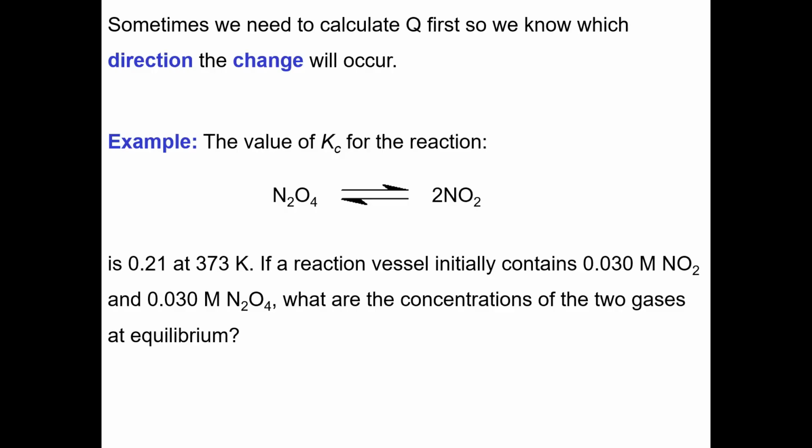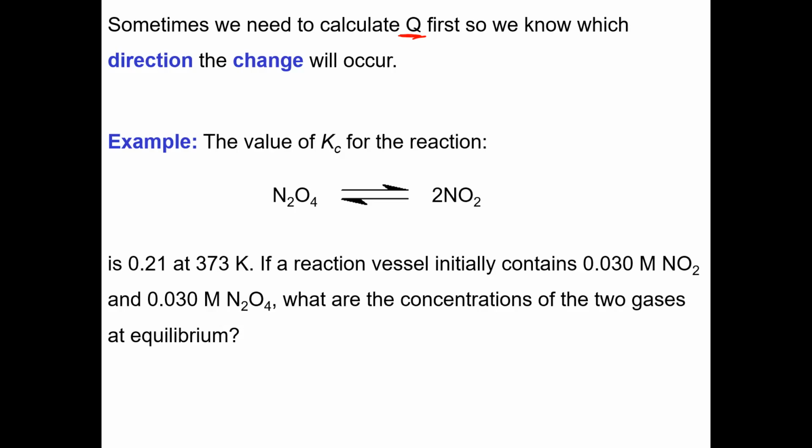So in that particular example, we had no products present, so we knew that the system was going to shift towards products. However, sometimes we need to calculate Q first so we know what direction the change will occur. So I'll do an example of that now.